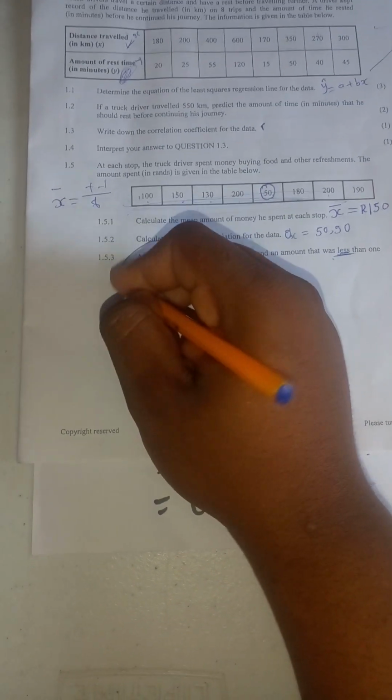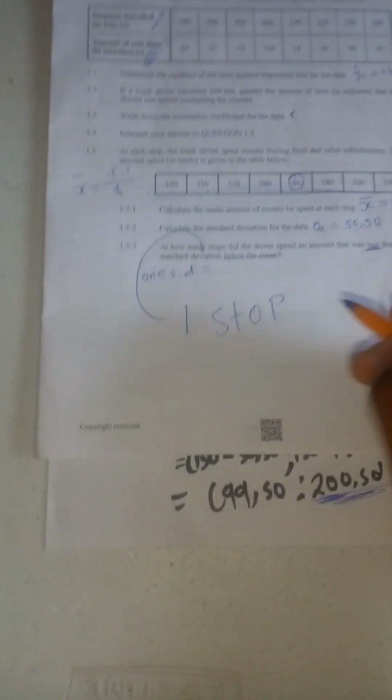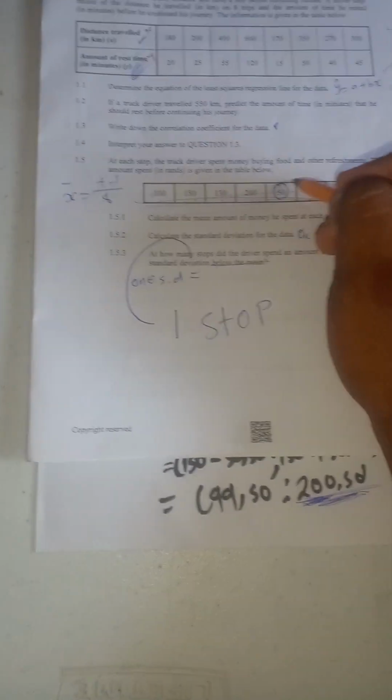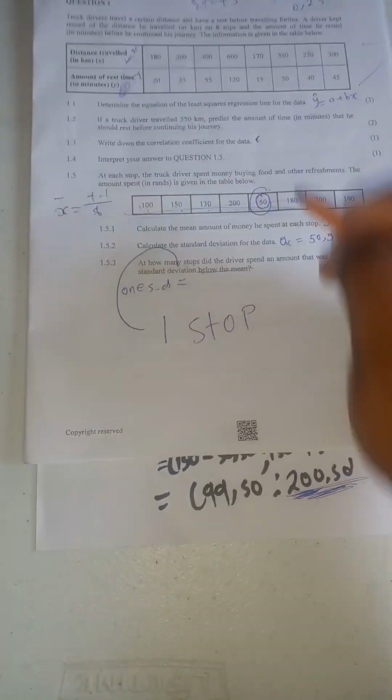If there was 210, I was gonna check it, take it. So it basically means it is what? 1 stop. Okay, the answer there, it is what? 1 stop, because they said at how many stops. So it is at what? 1 stop, which is what? Where he spent 50 rand.